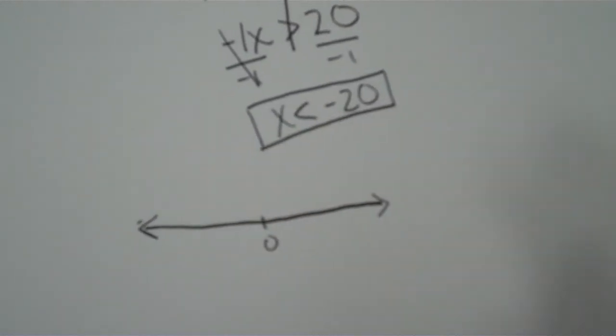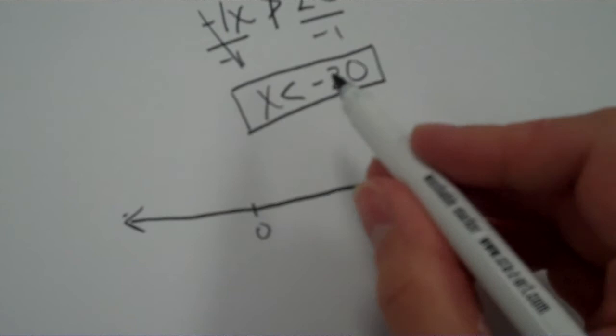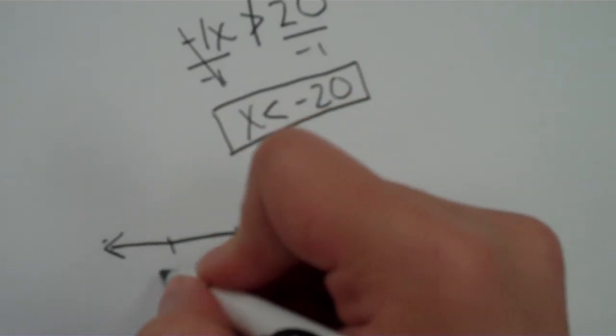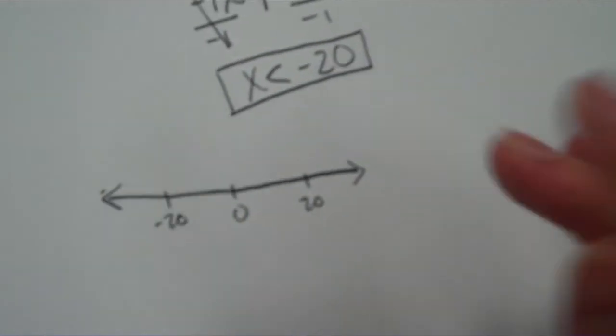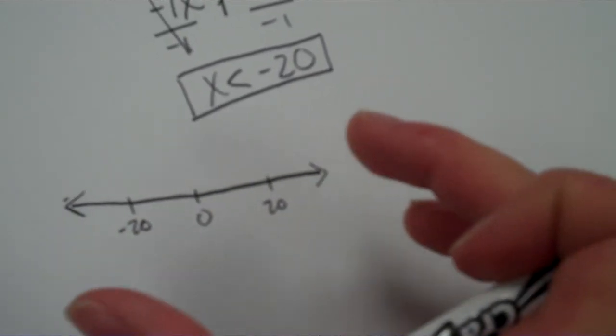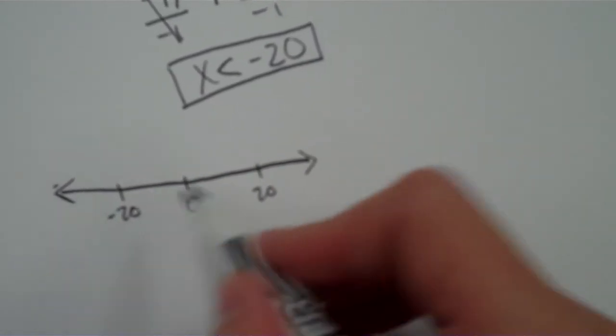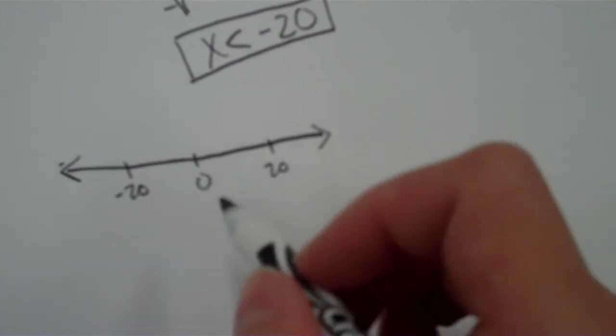And I'm not going to count all the way to -20. That's going to be ridiculous. You can count by 5s, but all I'm going to do is just put -20. And I'll go ahead and put +20. Yet again, the numbers don't matter as long as they're even. Like I couldn't put -20 over there and then 1 over here. The scale has to be the same.